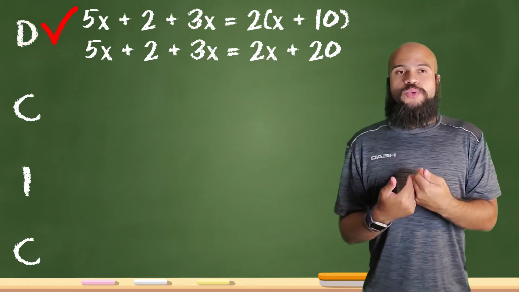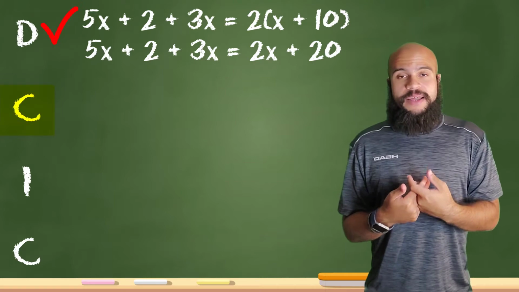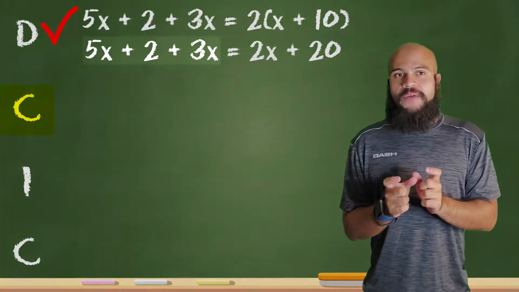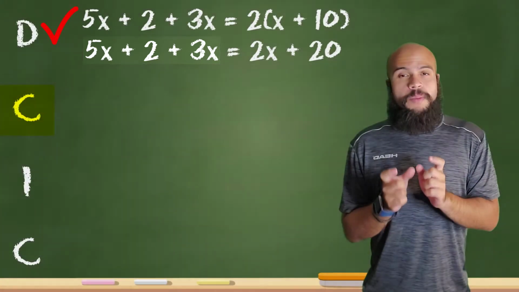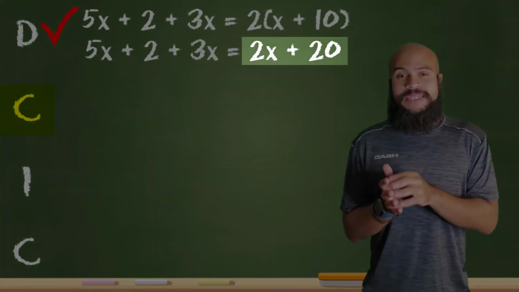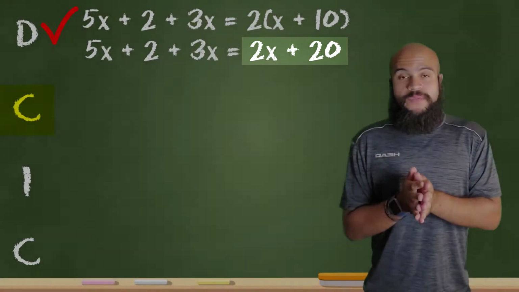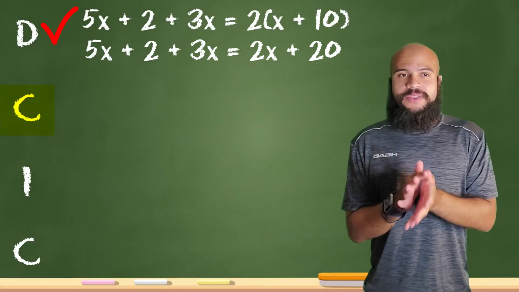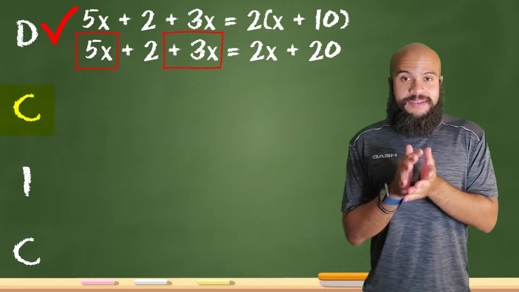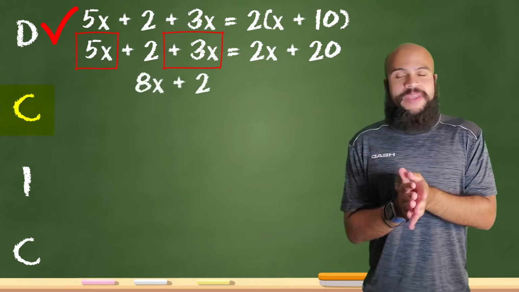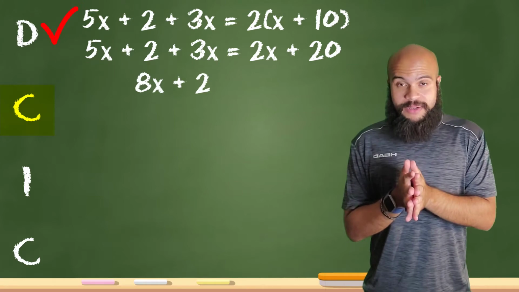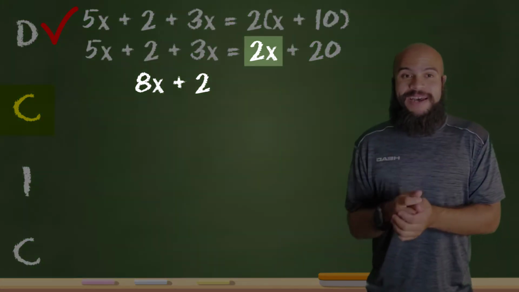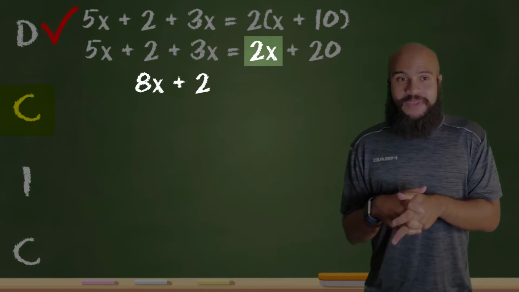We are now going to look at C, which stands for combining like terms. Remember, we are looking at each side of the equation separately. So I'm only combining like terms on the same side of an equation. For example, on the left side, I can combine 5x and 3x to get 8x because they are like terms. I am not going to combine with the 2x because the 2x is over here on the opposite side on the right side of the equation.